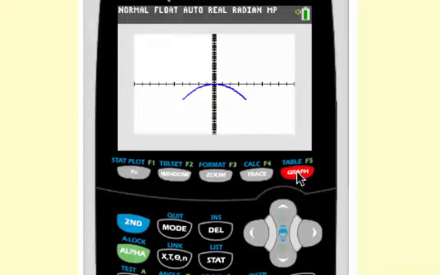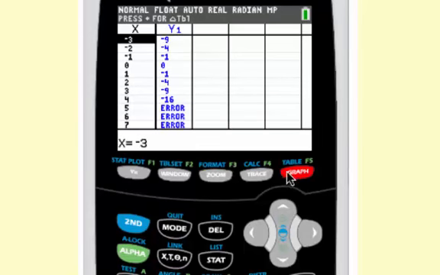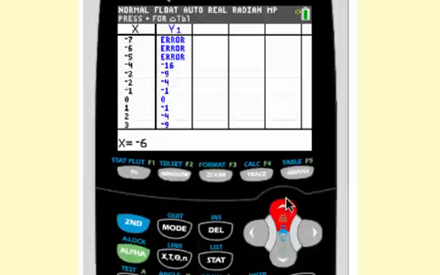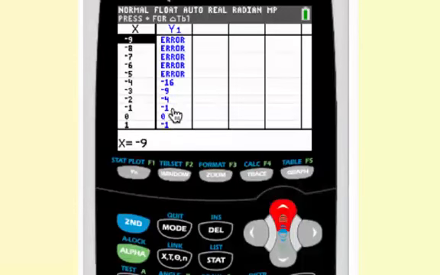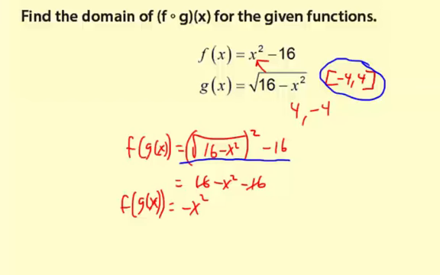Let's look at the table. And you can see what happens. You have valid inputs for integers until you get to 4. And then 5, 6, 7, those are all invalid inputs because you're going to be taking a square root of a negative number. Same thing on the negative side. You're valid till you get to negative 4. After that, errors.